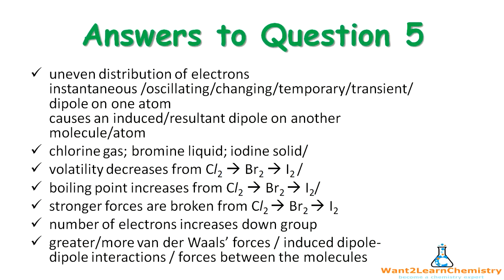Uneven distribution of electrons: instantaneous, oscillating, changing, temporary, transient, all of these words can be used. Dipole on one atom causes an induced or resultant dipole on another molecule or atom. Chlorine is a gas, bromine is a liquid, iodine is a solid. Volatility decreases from chlorine, bromine, iodine.